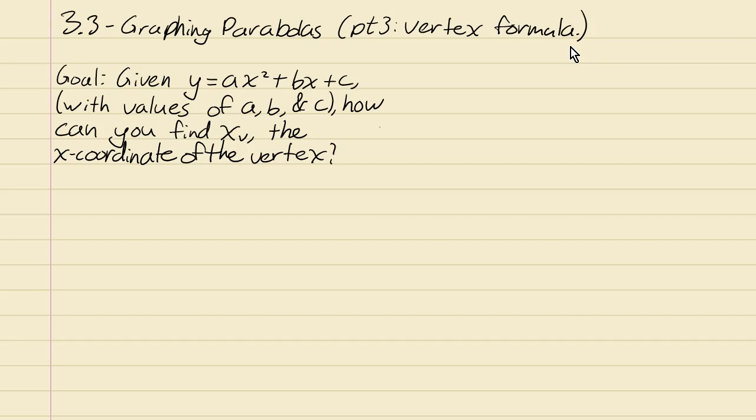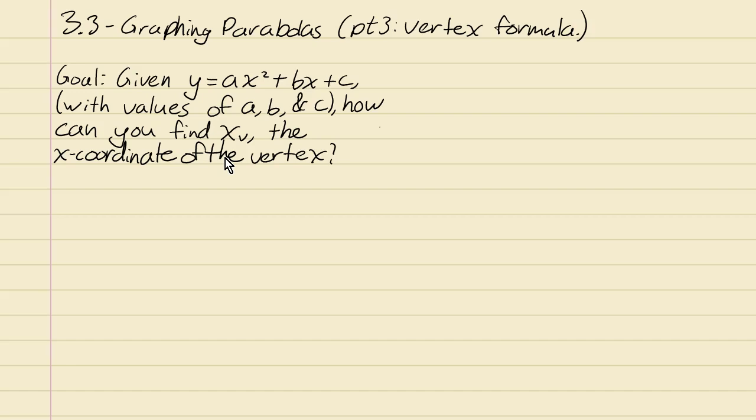The way I want to approach this is if we're given a particular quadratic equation like this with particular values of a, b, and c, so maybe you have y equals 3x squared plus 7x minus 3 or something like that. Given those numbers, how do you find what I call xv, x sub v with a subscript of v, the x-coordinate of the vertex?